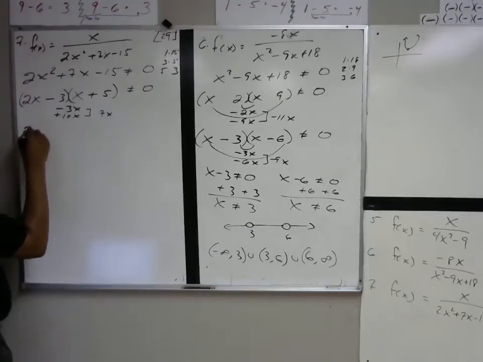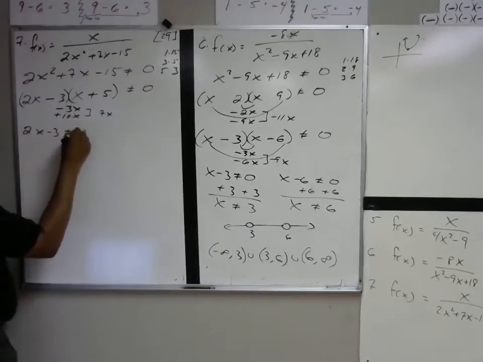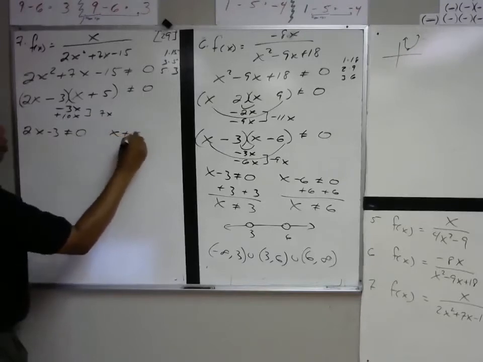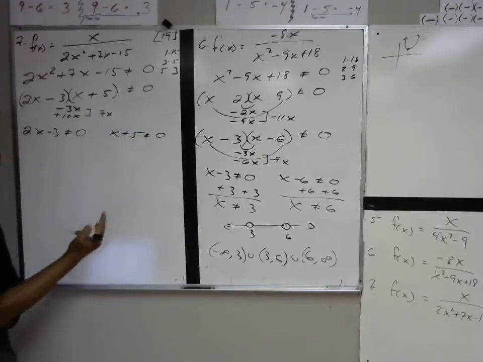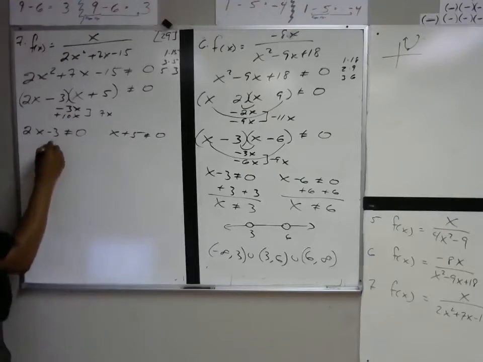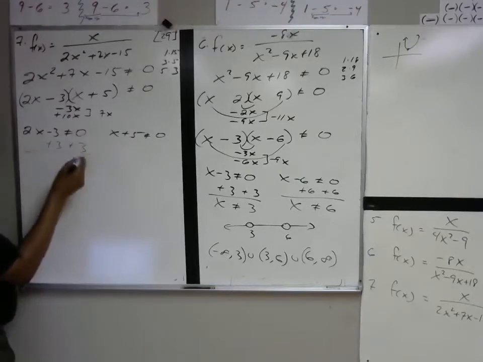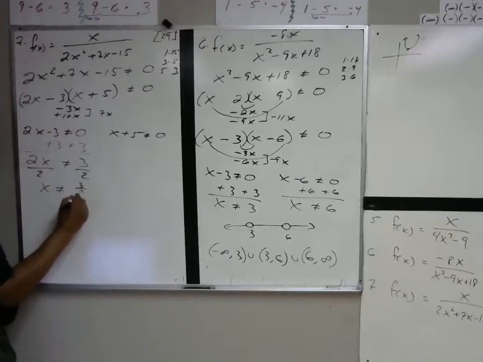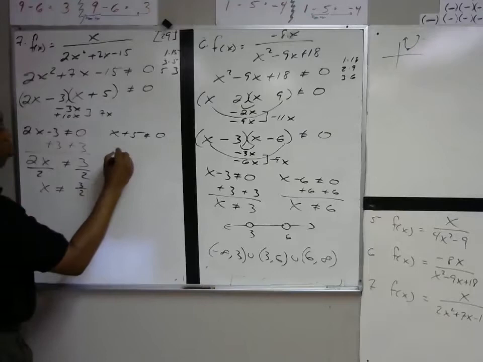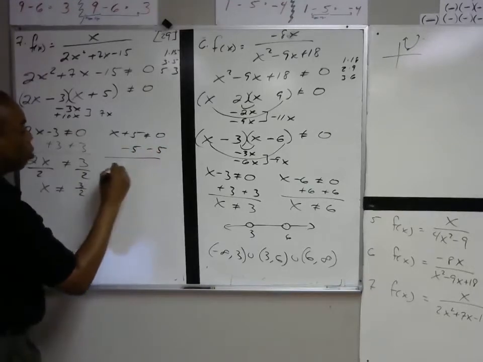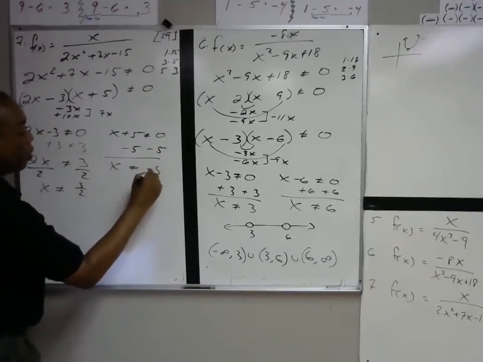So let's write this as 2x minus 3, set that against 0, and we have x plus 5, set that against 0, and we're going to solve for x on both sides. So adding 3 to both sides, we'll get 2x cannot equal 3. We'll divide by 2 on both sides, and we get x cannot equal 3 halves. Over here, if I subtract 5 on both sides, we immediately get x cannot equal -5, and that's solved.